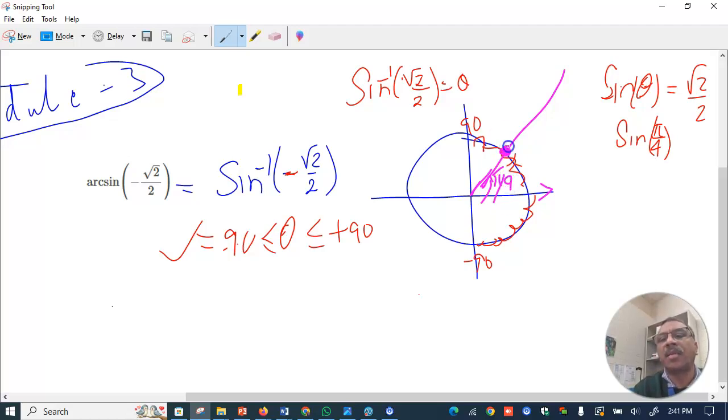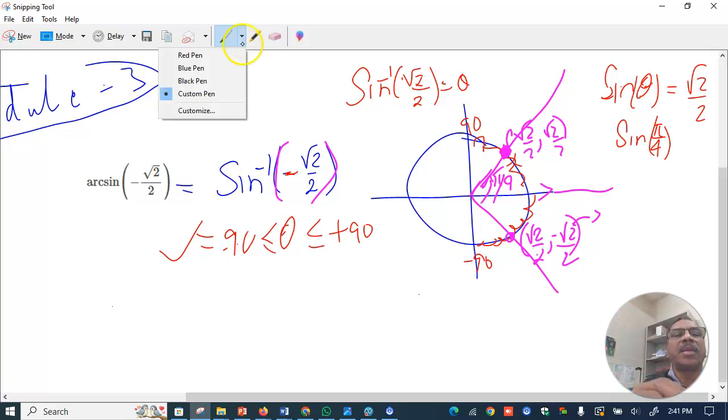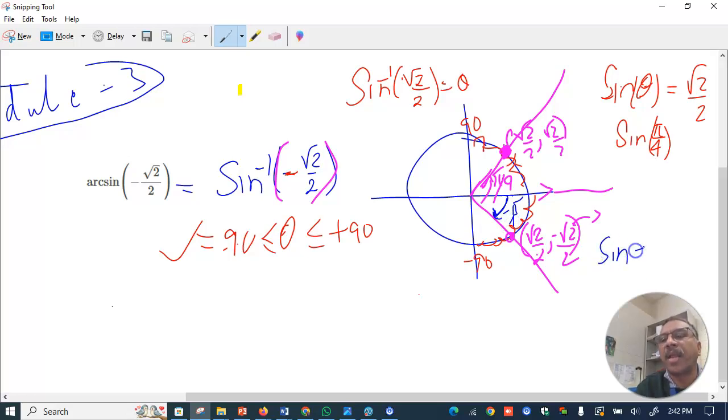For pi by 4, cosine of pi by 4 is root 2 over 2, and sine of pi by 4 is also root 2 over 2, which are both positive. If I reflect this point over the x-axis, the point is root 2 over 2 again, but the other coordinate is minus root 2 over 2. So the sine value you see here is minus root 2 over 2, and the angle is in the clockwise direction, which is minus pi by 4, or negative 45 degrees. So sine of negative pi by 4 is minus root 2 over 2. This is how you get it from the unit circle. So the answer has to be minus pi by 4.